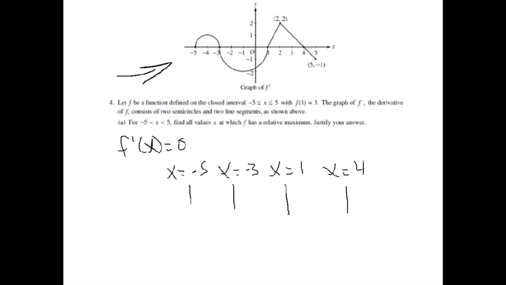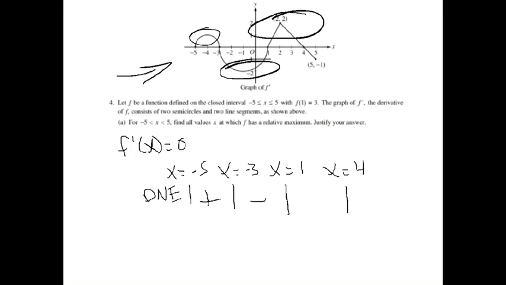To the left of -5, this function doesn't even exist, so that really doesn't matter. In between -5 and -3, if I were to plug in -4, I would get out +1. So that's a plus. In between -3 and 1, if I were to plug 0 into the derivative, I would get a negative number. In between 1 and 4, if I were to plug in 2 to the derivative, I would get out +2. If I were to plug in 5, I would get out -1.